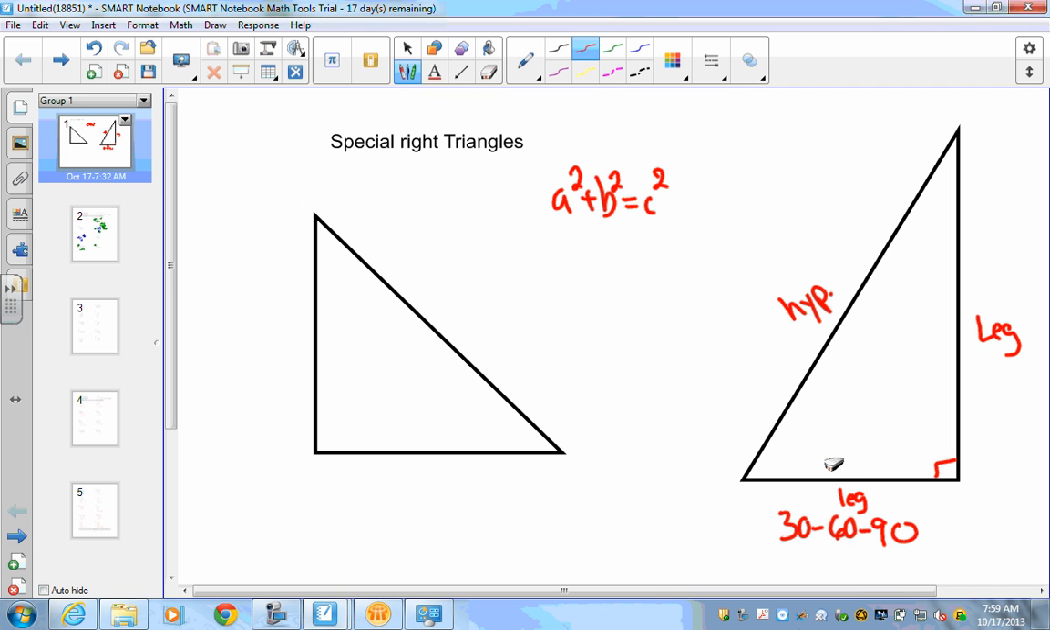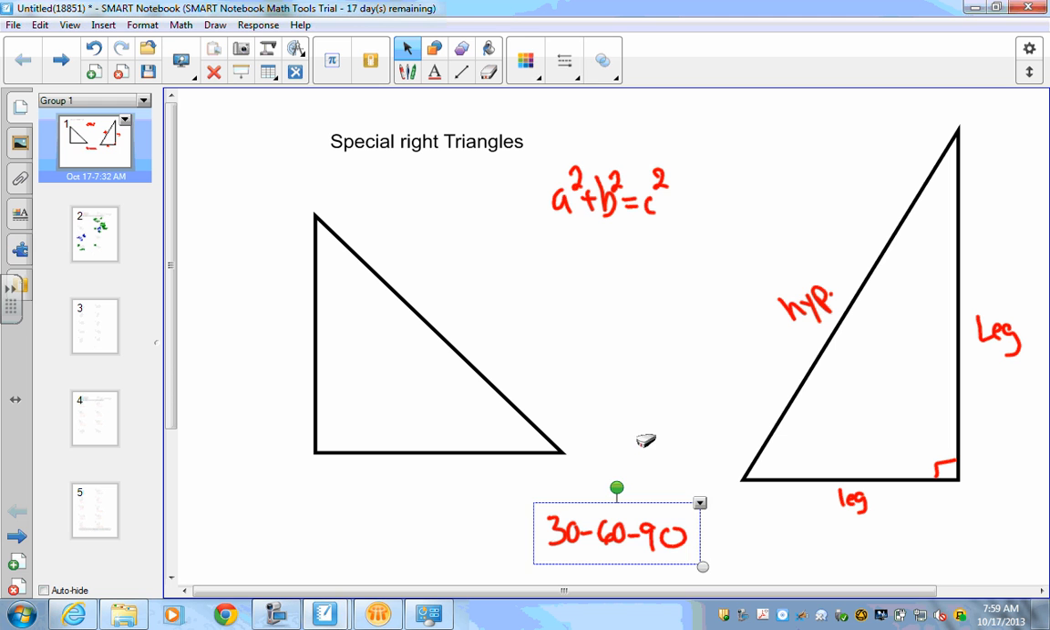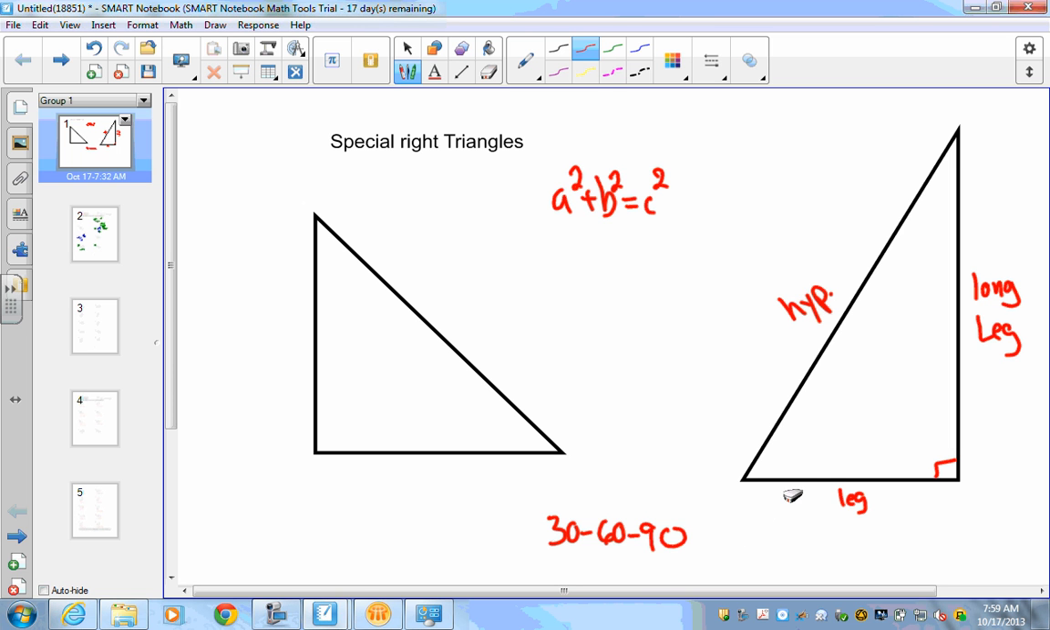Now, we're going to have to be a little more specific here, so let me take this 30, 60, 90 over here for a second. And I'm going to call this what is called the longer leg or the long leg, and this right here is the short leg. Okay, so we have the long leg and short leg, and there are relationships between all of these sides. Now let's talk about the short leg and the hypotenuse for a second.